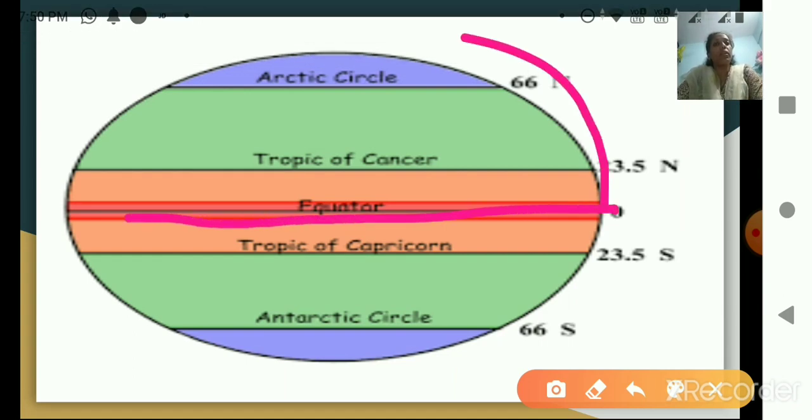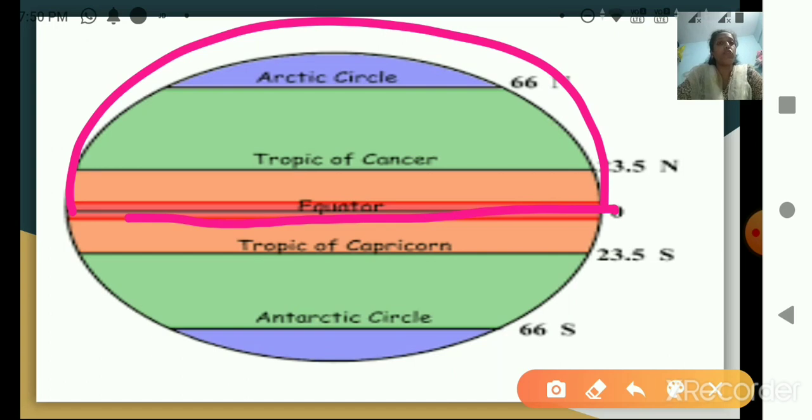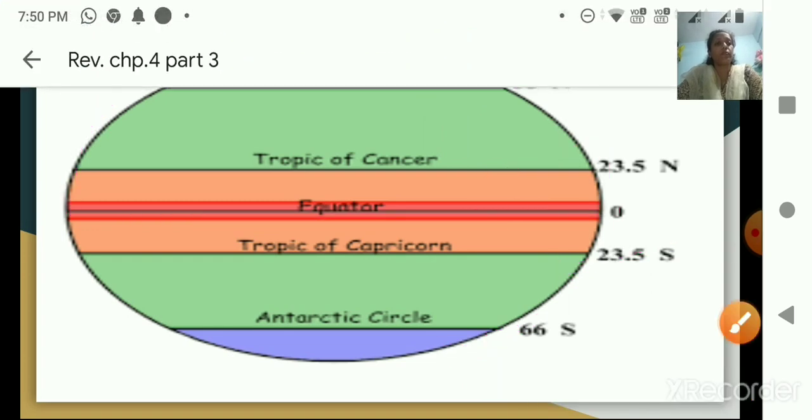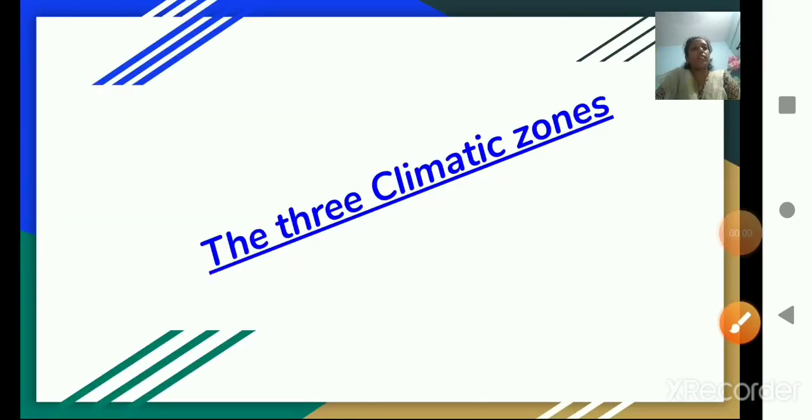Above the equator, that is in the northern hemisphere, we have Tropic of Cancer and then Arctic Circle, and below the equator, that is towards the south, we have Tropic of Capricorn and Antarctic Circle. Let's see the 3 climatic zones on the earth.